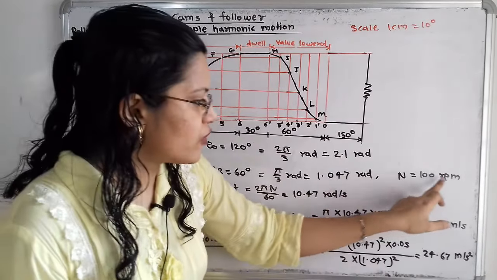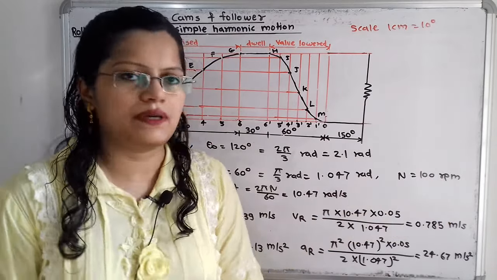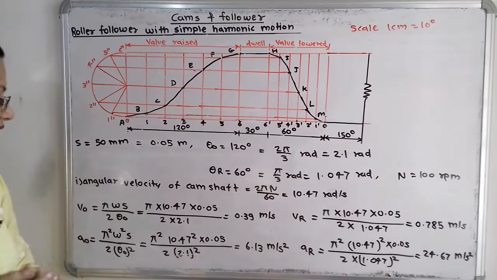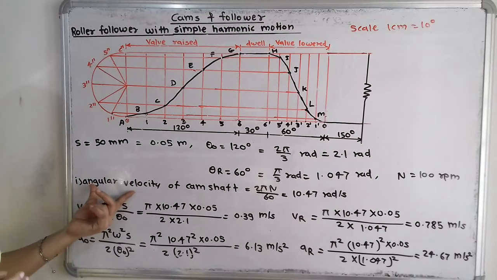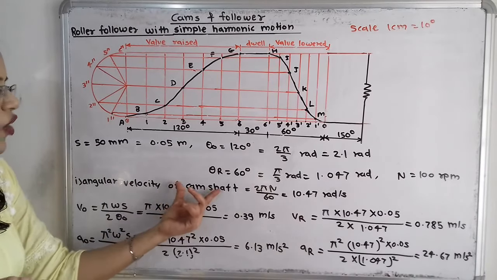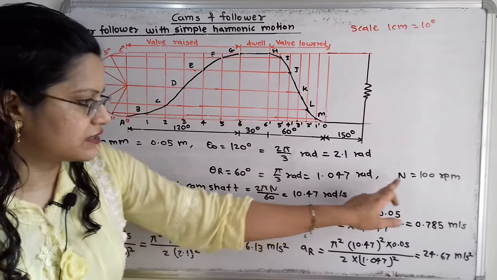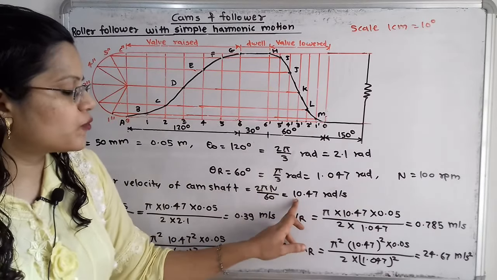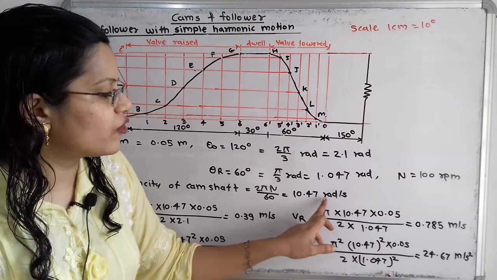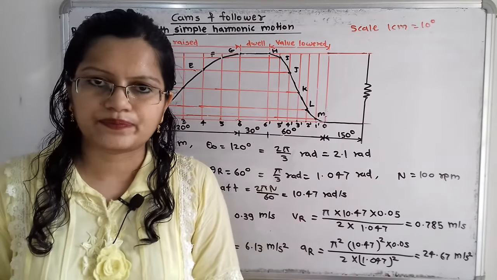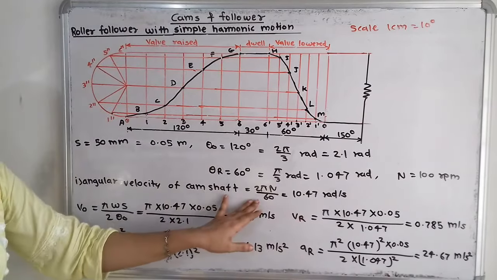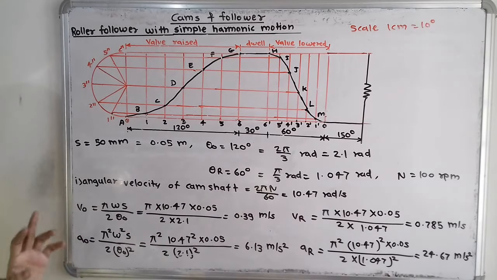And the speed is given as 100 rpm. Now from this we can calculate the angular velocity, that is omega of the camshaft. So angular velocity omega is 2 pi n by 60. So n is 100. If we put this value, we will get 10.47 rad per second. So we will use this omega for the calculation of velocity.